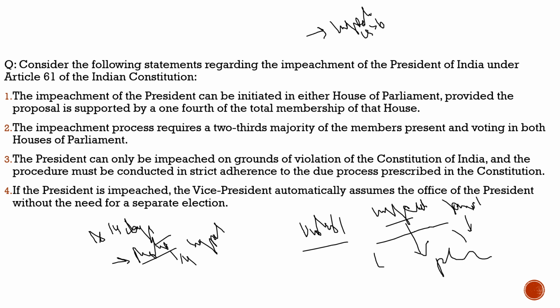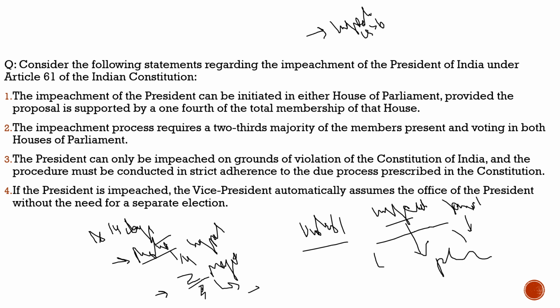Once this motion is accepted, voting will be done in the same house where it is introduced. To start this impeachment process, a two-thirds majority of the total membership of the house should vote in favor of this motion, or we can say against the president. Only then will it be sent to the other house.